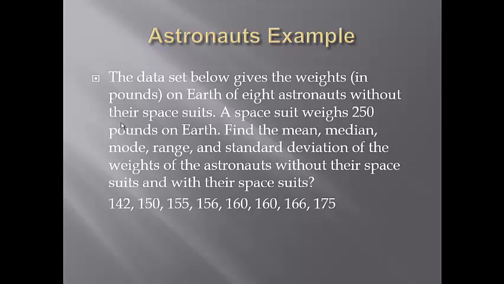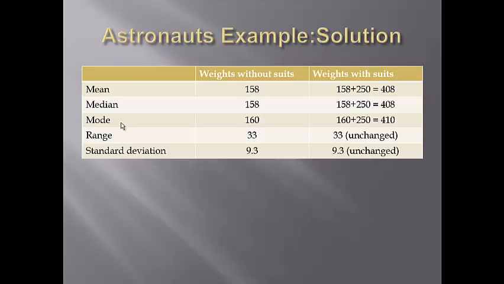So, astronauts example. The data set below gives the weights in pounds on Earth of 8 astronauts without their spacesuits. A spacesuit weighs 250 pounds on Earth. Find the mean, median, mode, range, and standard deviation of the weights of the astronauts without their spacesuits and with their spacesuits. So we have this data set of numbers. Copy these numbers down, and we need to find the mean, median, mode, range, and standard deviation.